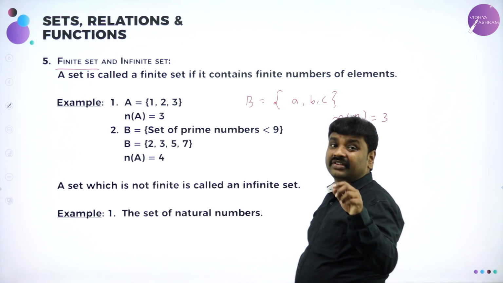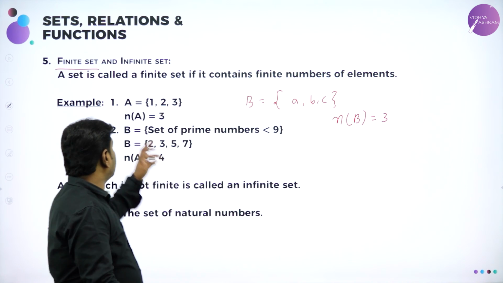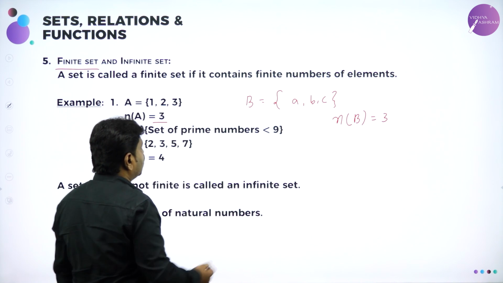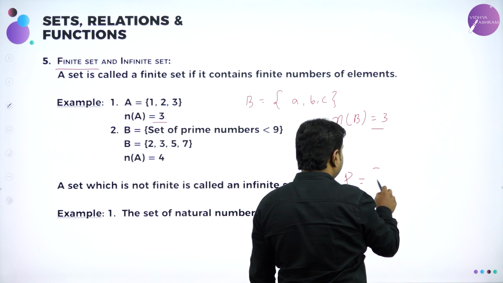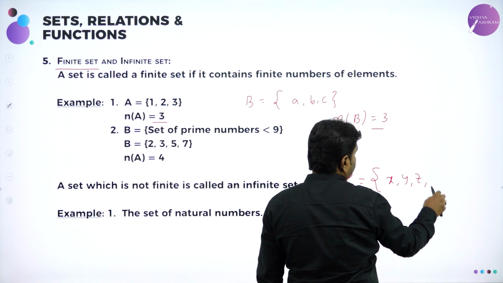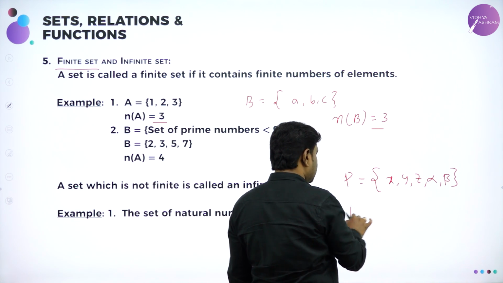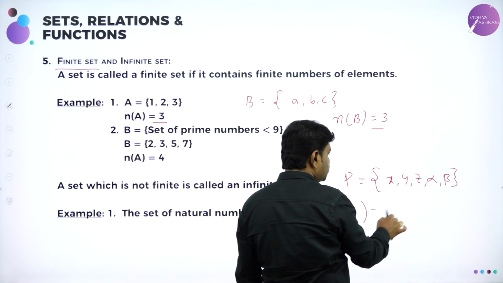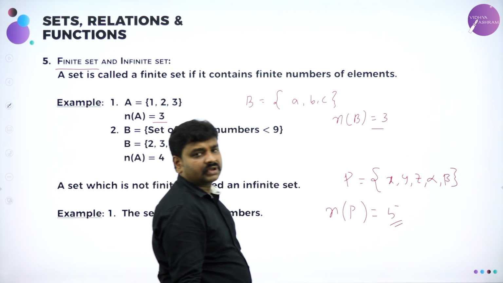The number of elements is called the cardinal number. The number of elements in a set is called what? Cardinal number. Now the cardinal number of A is what? 3. The cardinal number of B is what? 3. Now suppose I have set P is equal to {x, y, z, alpha, beta}. How many elements are there in set P? The number of elements in set P is 1, 2, 3, 4, 5, that is 5. This is also a finite set.